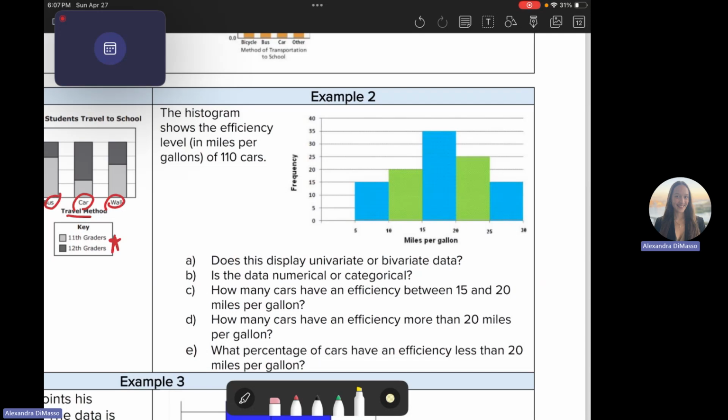Number two. The histogram shows the efficiency level in miles per gallon of 110 cars.